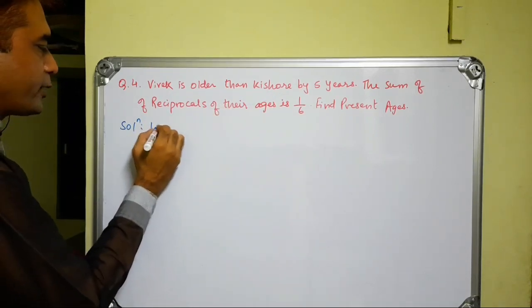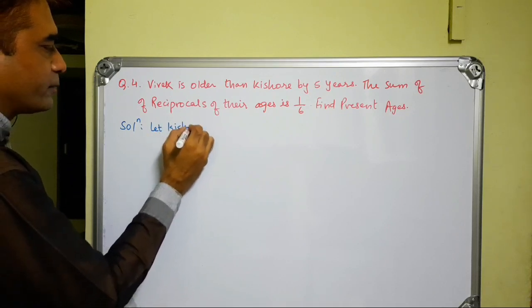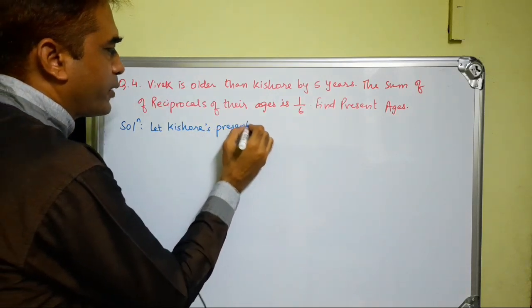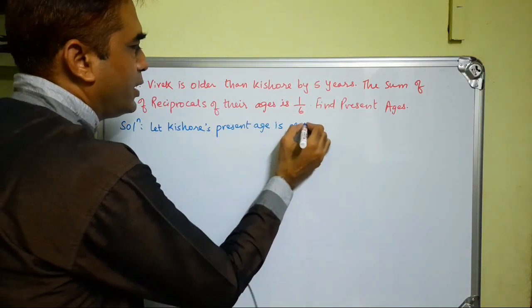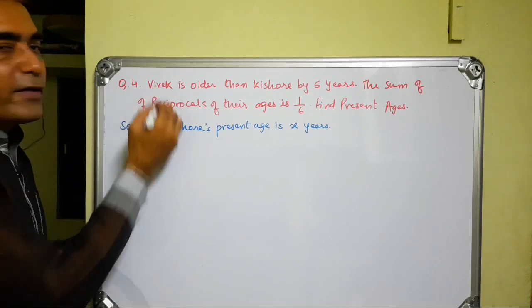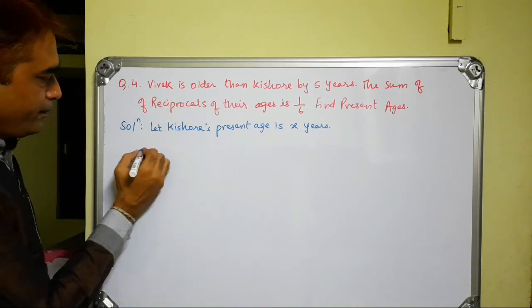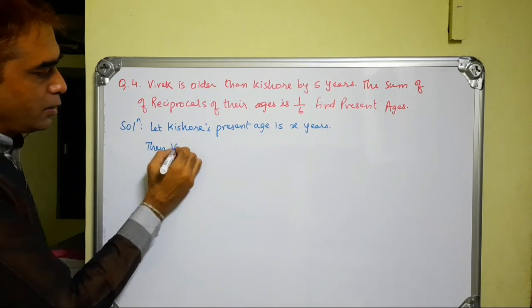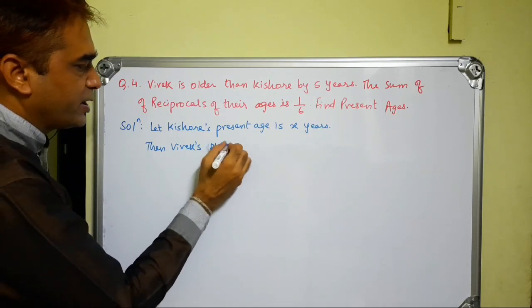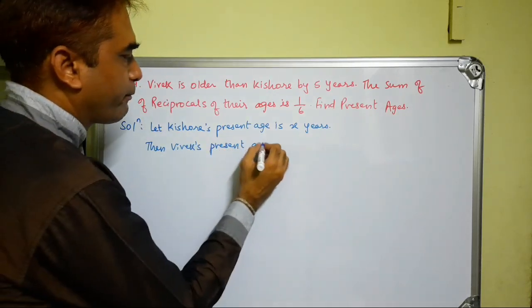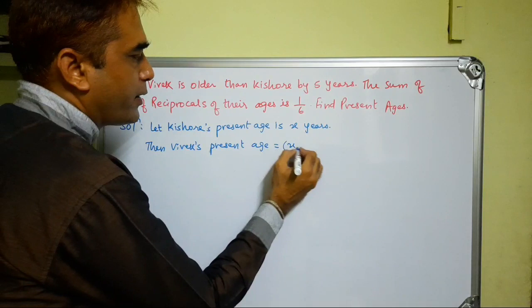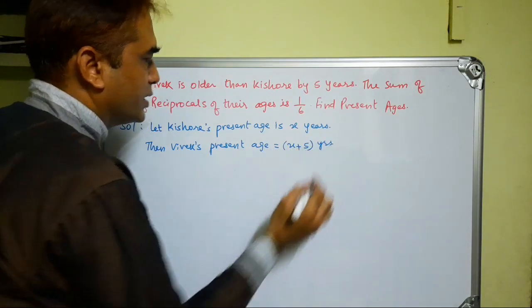So let Kishore's present age be x years. If Kishore is x years, then Vivek's present age is 5 years older than Kishore. So x plus 5 years.